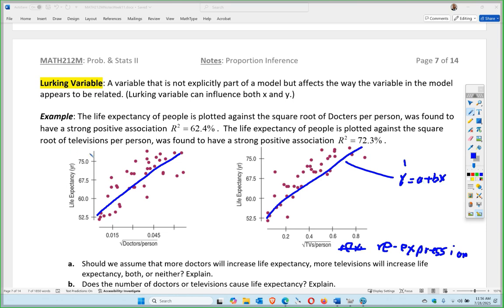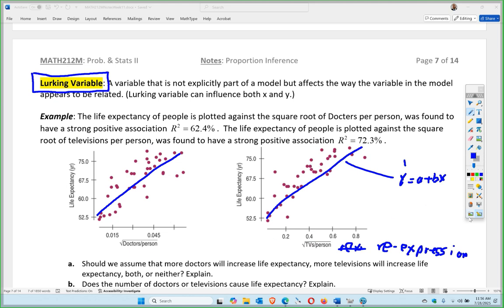But you've got to think about the lurking variable, right? Things that are not really thought of, you're just making assumptions on. Just because the math says it works doesn't mean that's actually true, right? That's why having no relationship is hard to prove. So you would look at this and say, well, this tends to fit a linear model better than the doctor one. So TVs per person tend to influence the outcome more than doctors per person, right?